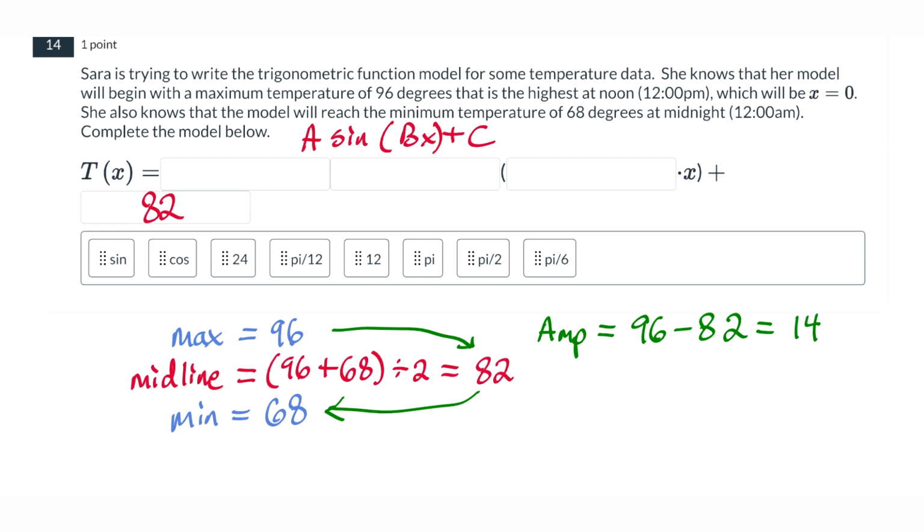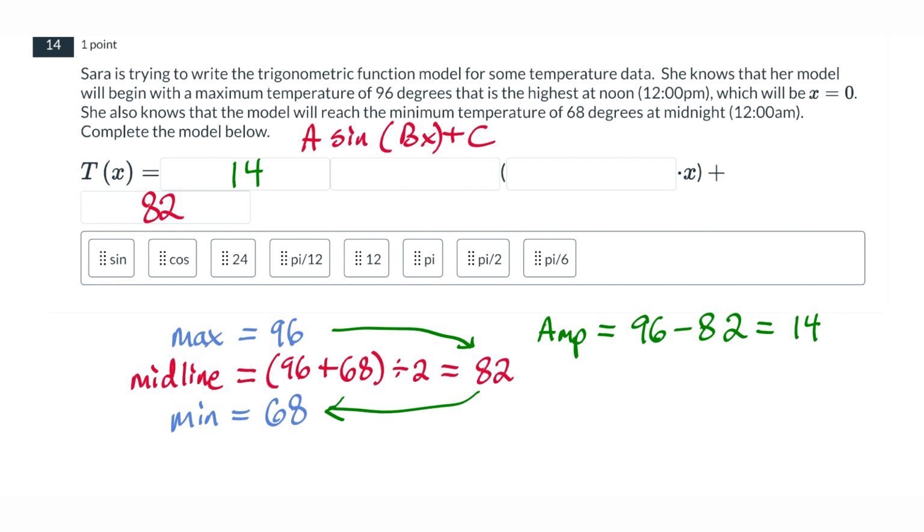So what that means is from the midline, if you go up 14 degrees, you hit the max, and if you go down 14 degrees, you hit the minimum. So 14 is our amplitude, A, and we'll see if we need to make that negative for some reason, but let's read on here. So we know that the model will begin with a maximum temperature. Okay, so right away, if we're beginning with a maximum temperature, that can't be a sine graph.